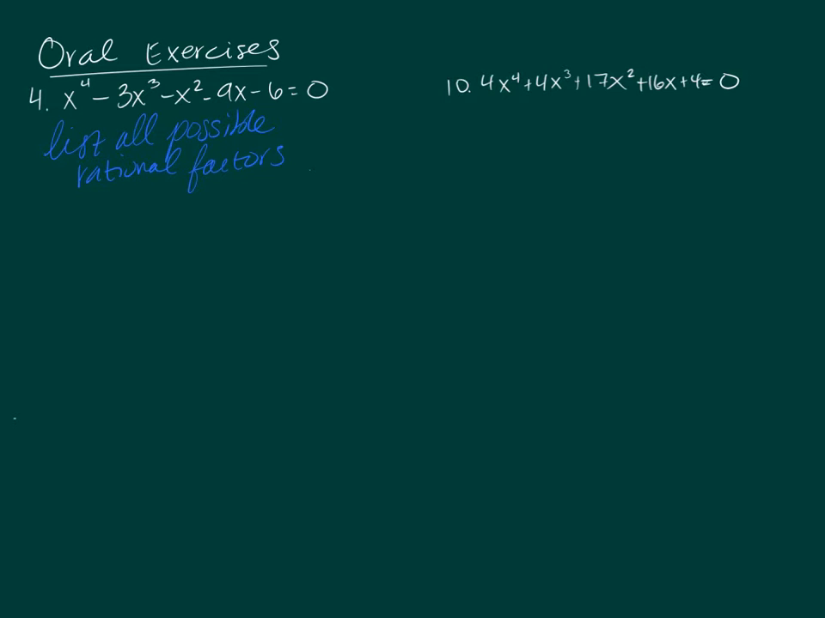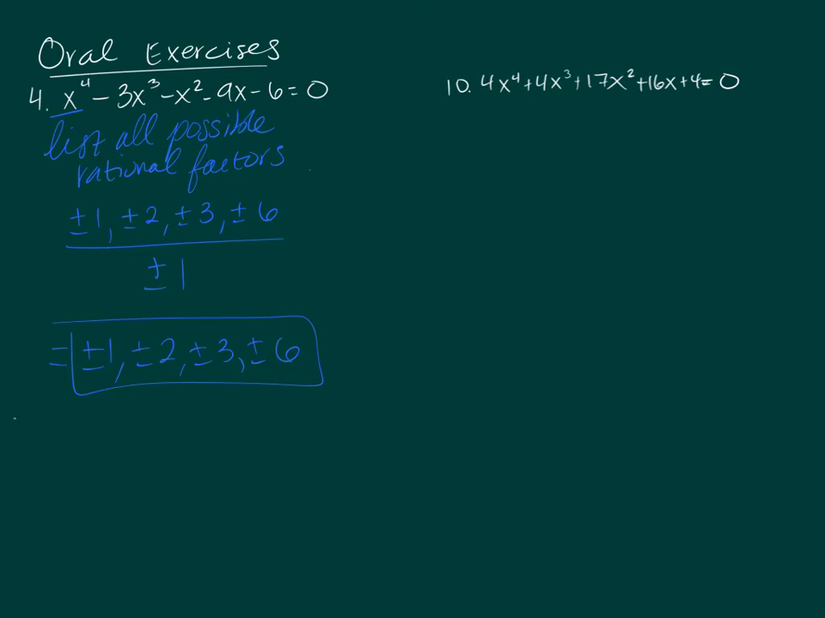My constant is 6, so I'm going to look at the factors of plus or minus 6. That's going to be plus or minus 1, plus or minus 2, plus or minus 3, and plus or minus 6, divided by the factors of my highest degree's coefficient, which is 4. The degree is 4, so the constant is 1. So I'm looking at plus or minus 1. My possible factors are plus or minus 1, plus or minus 2, plus or minus 3, plus or minus 6. And that's it.